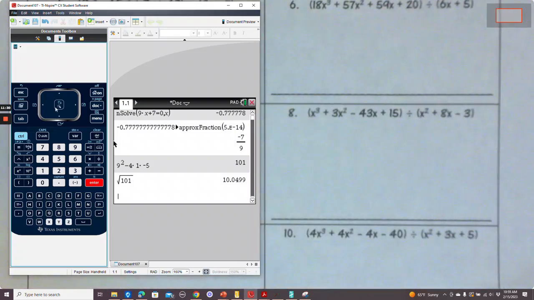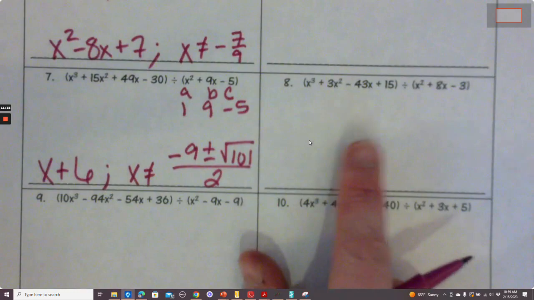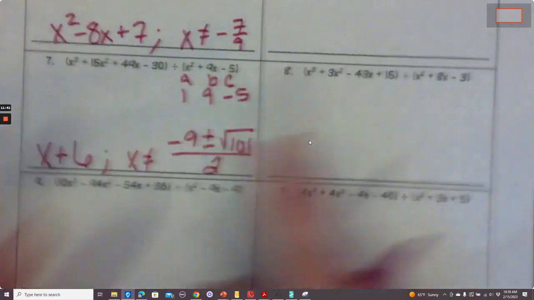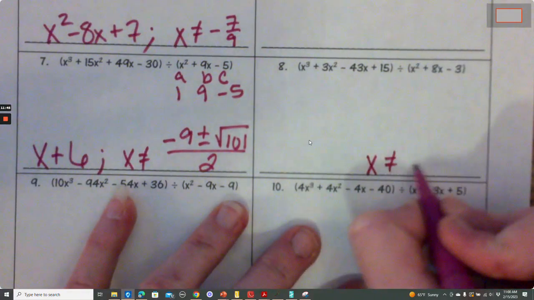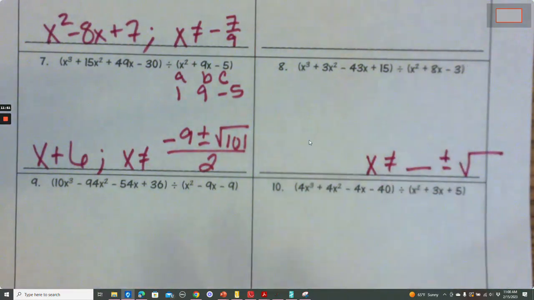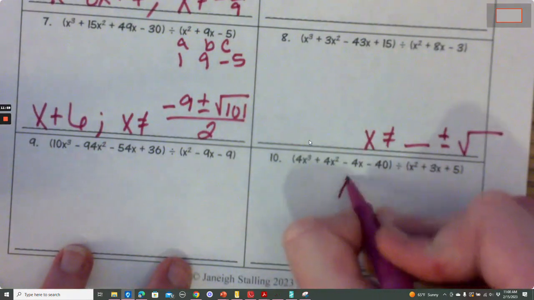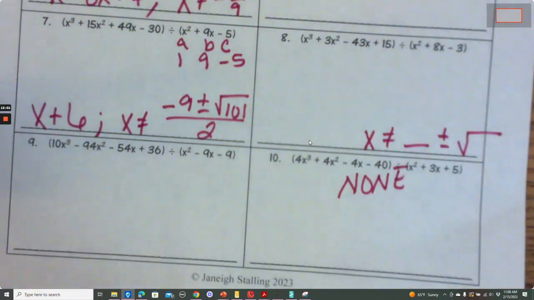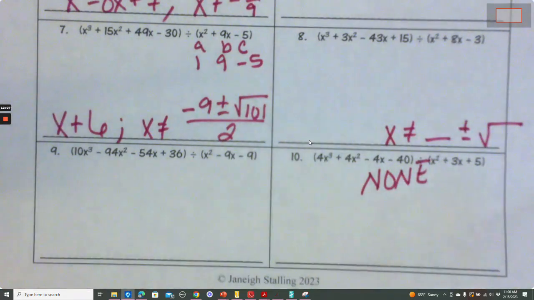I will try to let you know when they're gross. So 8's going to be gross. I'll even give you this: x is not going to equal a number plus or minus the square root of a number. There's not going to be anything on the bottom; the bottom will cancel out. For 10, there's none, so you don't even have to worry about it. It's just going to be this.